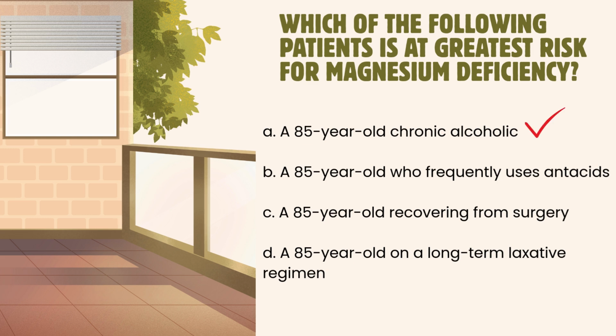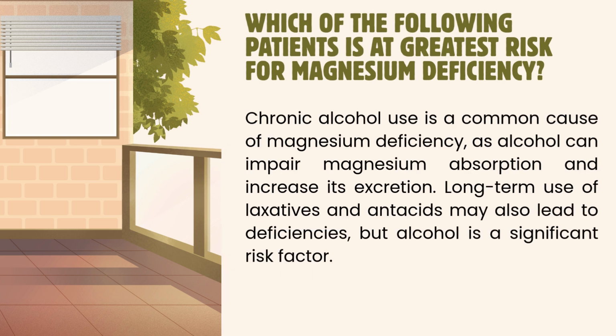Correct answer. A 85-year-old chronic alcoholic. Chronic alcohol use is a common cause of magnesium deficiency, as alcohol can impair magnesium absorption and increase its excretion. Long-term use of laxatives and antacids may also lead to deficiencies, but alcohol is a significant risk factor.